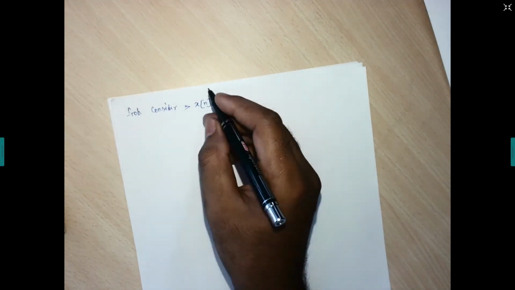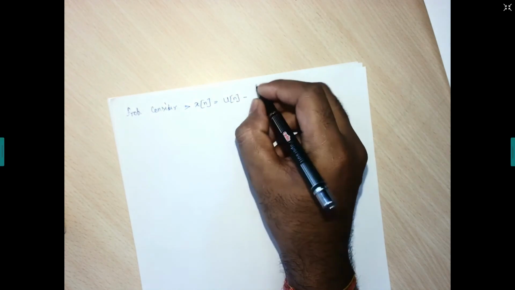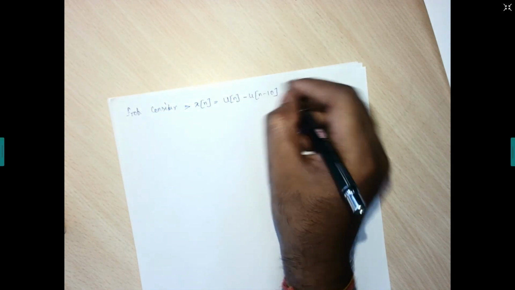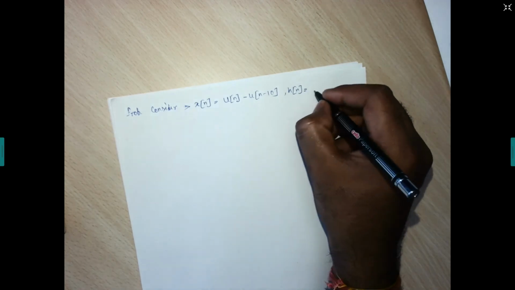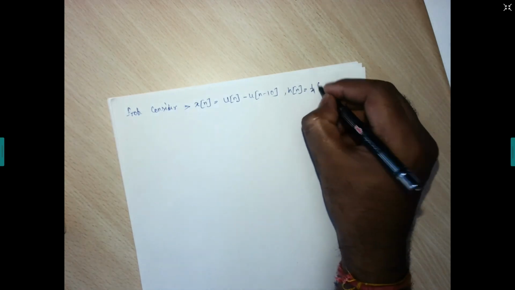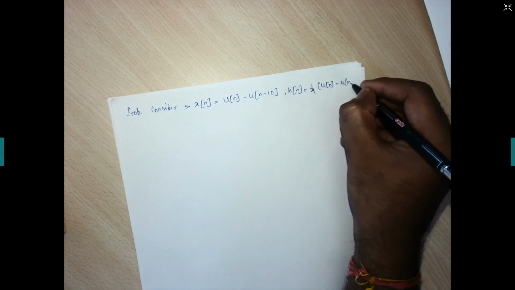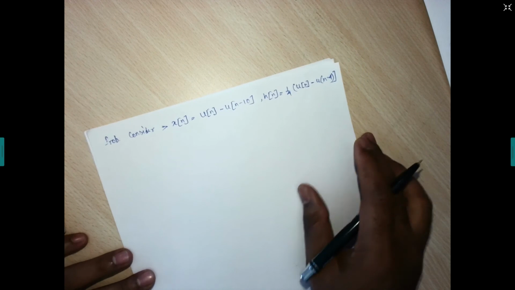So the xn was u of n minus u of n minus 10, and your hn was 1 by 4 times u of n minus 4. So this is our xn and hn.